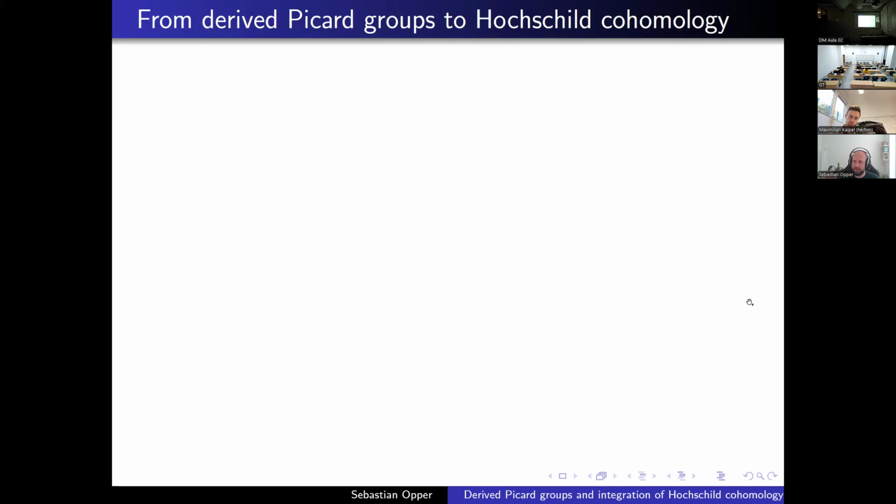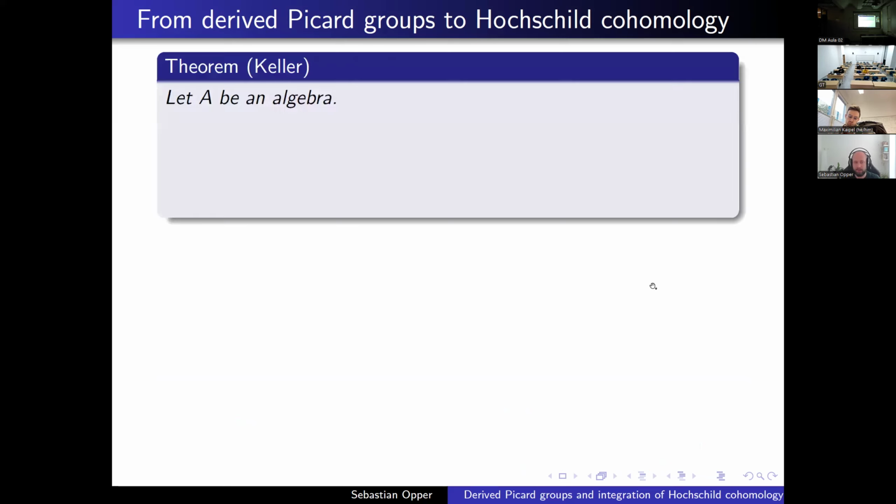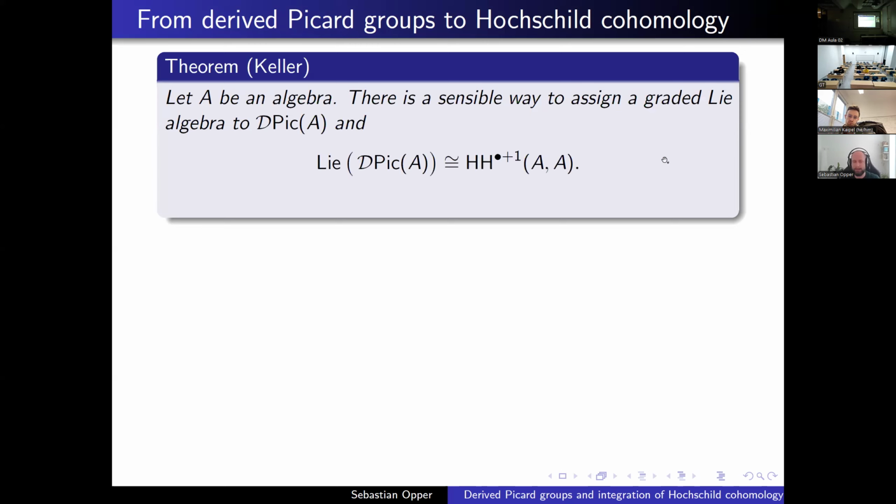Okay. Before I go back in more detail to Hochschild cohomology, I want to say: what's the known connection between derived Picard groups and the Hochschild cohomology? This goes back to a theorem of Keller, who proved that if A is an algebra, although this also works more generally, then there's a sensible way to assign a graded Lie algebra to the derived Picard group. This is similar to how to assign a Lie algebra to an algebraic group, very similar formalism.